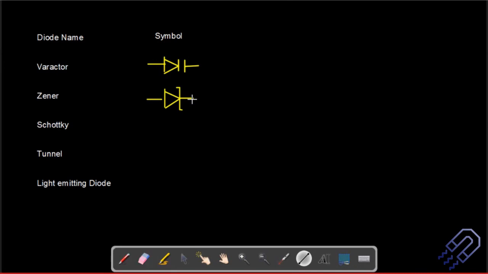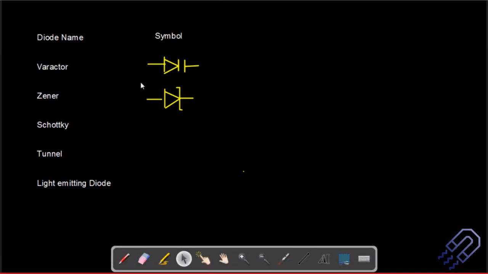Then we have got the Schottky diode. The Schottky diode is similar to the Zener diode. I'll just copy this Zener diode and show you what exactly a Schottky diode looks like. So you know this is the Zener diode, and a Schottky diode is slightly more bent. If we take it here, move it like this, and move it like this, you can say it's like an S. So that is the symbol of the Schottky diode.